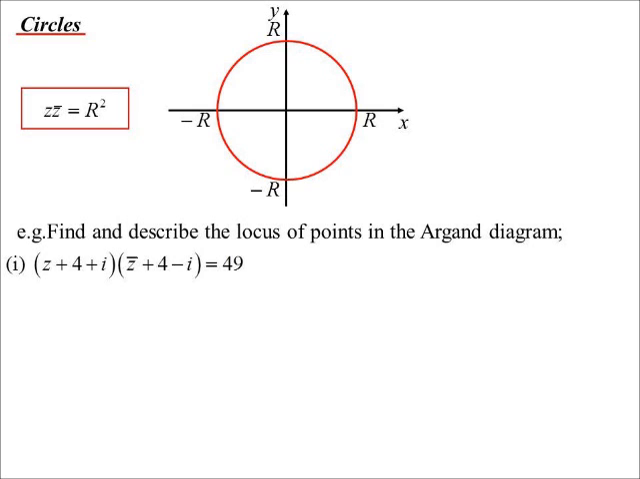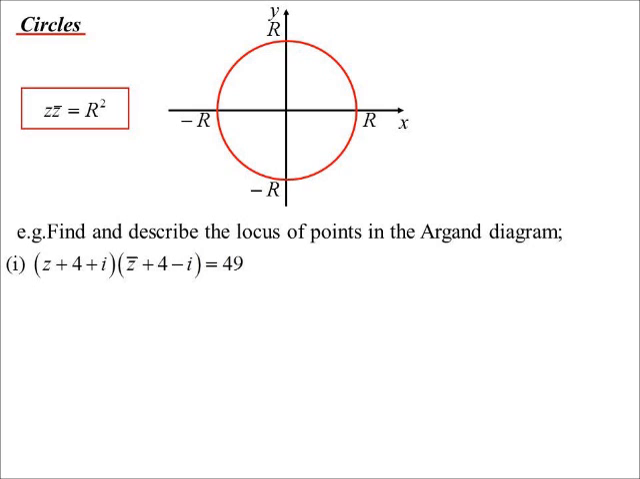Okay, so we're going to find and describe the locus of these points in the actual Argand diagram. (Z + 4 + i) times the conjugate of (Z + 4 - i) is 49. Well, again, it's the same idea. We are actually saying Z times Z conjugate is the radius squared, but we've got some shift happening here, because instead of just saying Z, it's Z minus something.